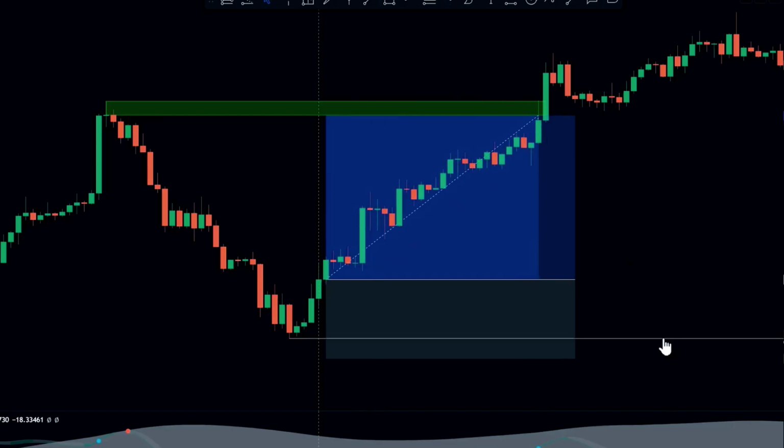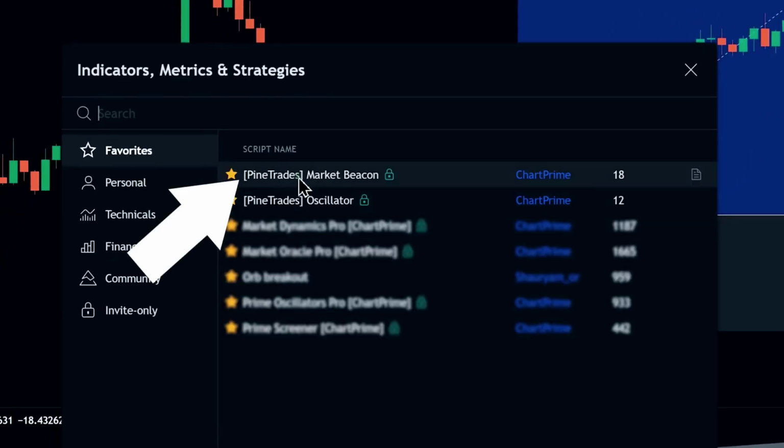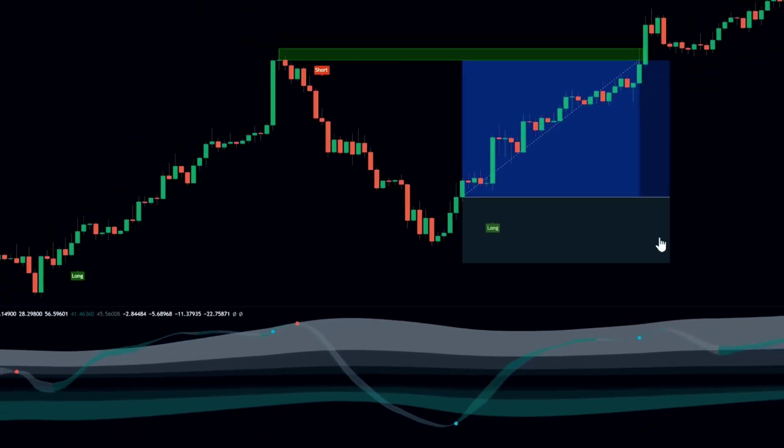While the pulse oscillator is already quite effective on its own, adding an extra confirmation indicator can enhance its accuracy. To do this, let's add this market beacon to the chart. This combination helps create a more robust trading strategy.